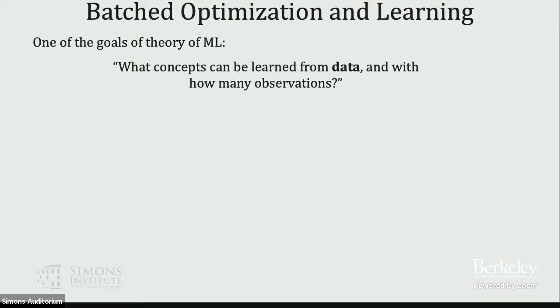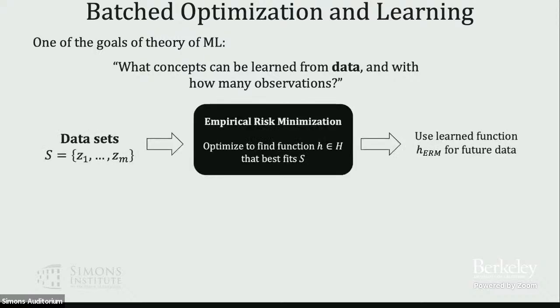So what is the main idea here? One of the questions we want to answer in learning theory is what concepts can be learned from data, and with how many observations. Data usually comes in the batch format: we have a data set, Z1 to Zm, and we put it into some optimization. That optimization routine will try to find a function, maybe from a prefixed set of functions, that fits the data as best as possible, and then it will spit out the function.